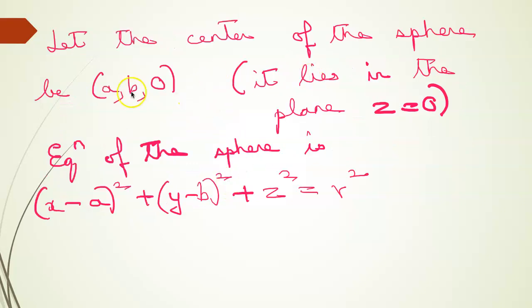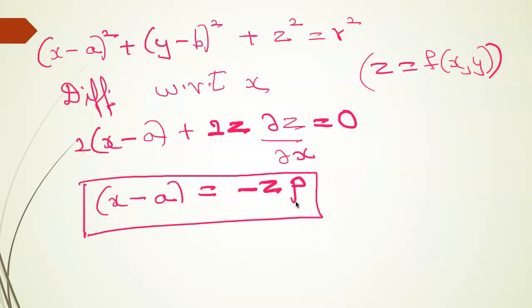So let the center of the sphere be (a, b, 0). The z coordinate is 0 because it lies in the plane z equal to 0. So your equation of the sphere becomes (x minus a) whole squared plus (y minus b) whole squared plus (z minus 0) whole squared, that is z squared, equal to r squared. So differentiate with respect to x first. I get 2(x minus a) plus 2z del z by del x is 0, because z is a function of x and y.